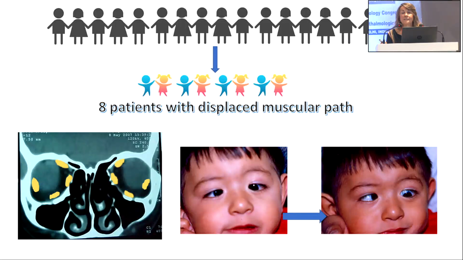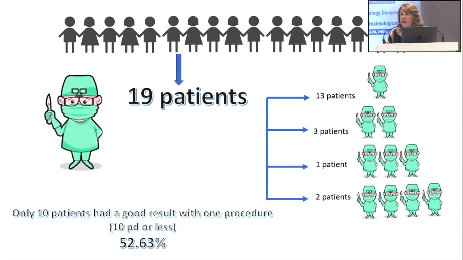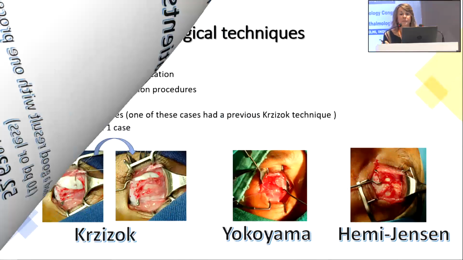8 patients had displaced muscular path, as we talked about this morning. This is one of them, a child of 18 months of age. Of the 26 patients, 19 were operated, and in 13 patients, only 1 surgery was done. 3 patients received 2 surgeries, 1 patient 3 surgeries, and in 2 patients, 4 surgical procedures were performed. This is interesting: only 10 patients had a good result with 1 procedure, 10 prism diopters or less, which means we only had success with 1 surgical procedure in half of these patients.